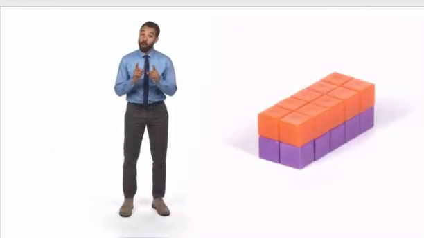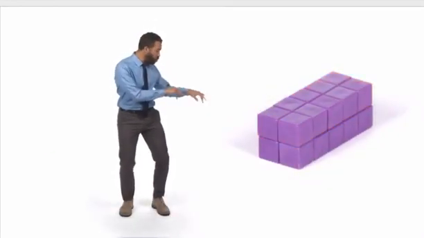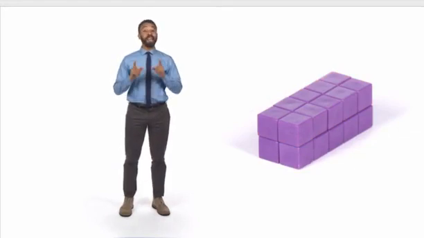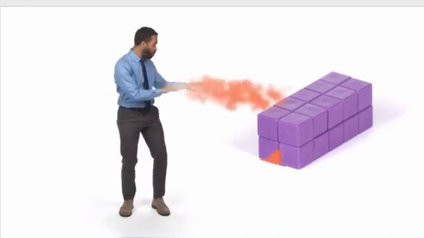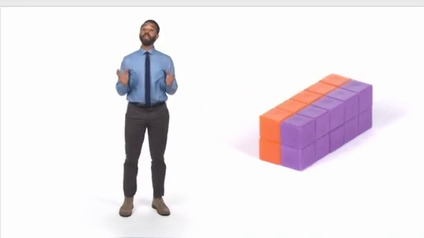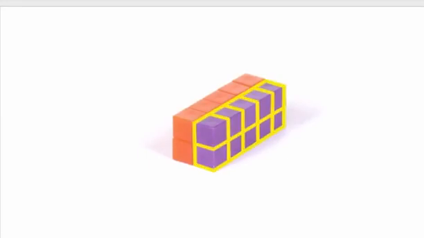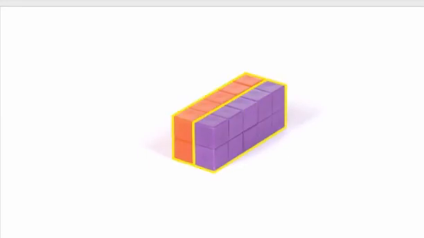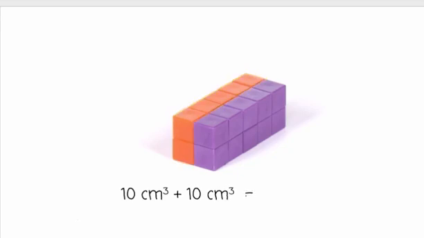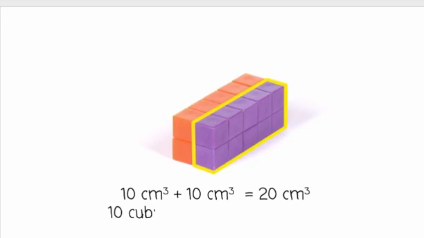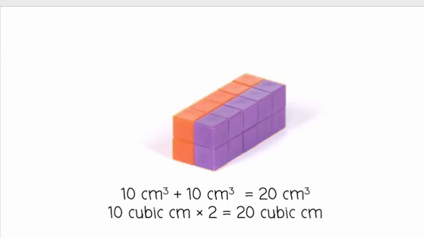Let's switch it up one more time. This time, let's make this layer orange. How many cubes are in each layer now? There are 10 cubes in each layer, and there are 2 layers. 10 cubic centimeters plus 10 cubic centimeters equals 20 cubic centimeters. And 10 cubic centimeters times 2 equals 20 cubic centimeters.